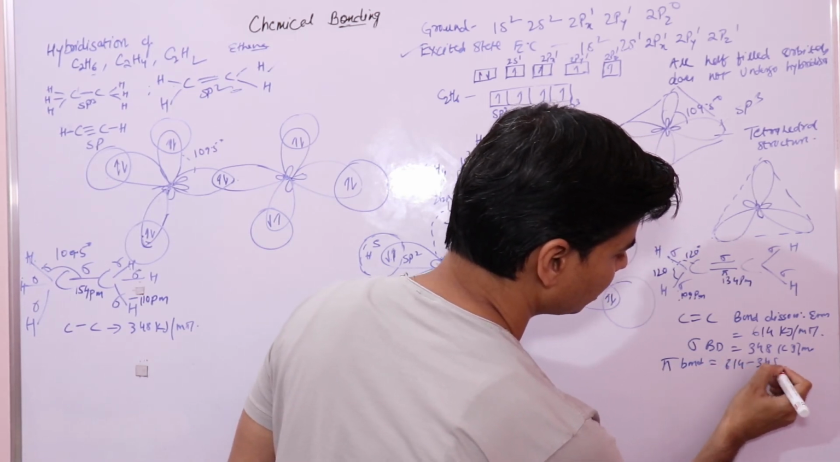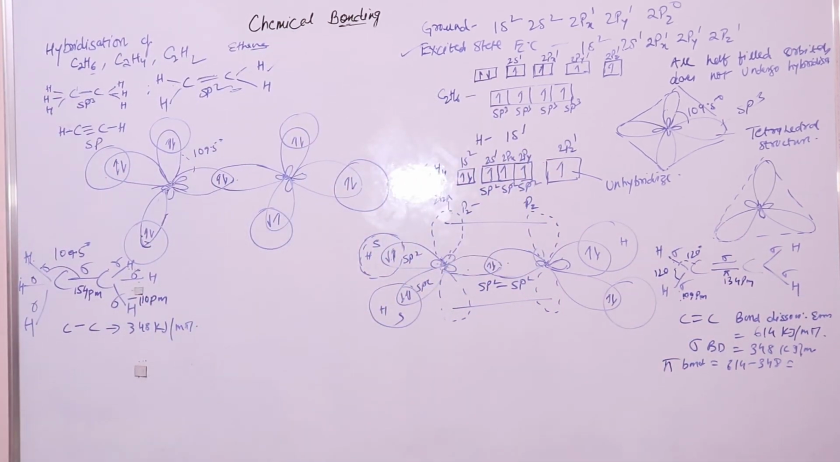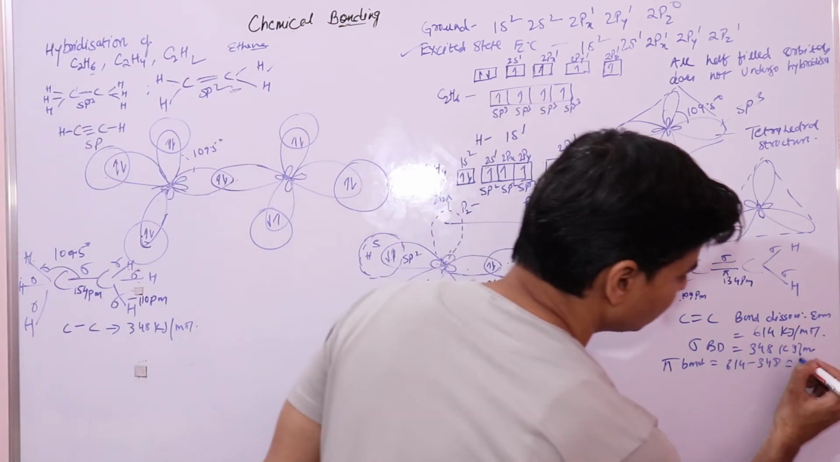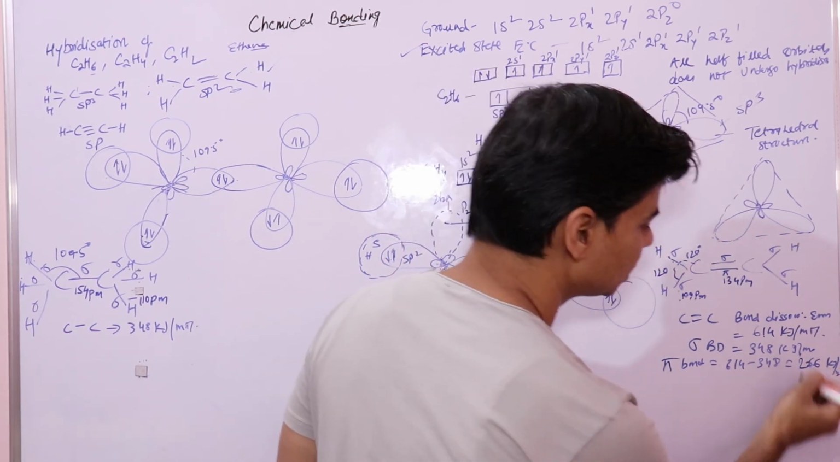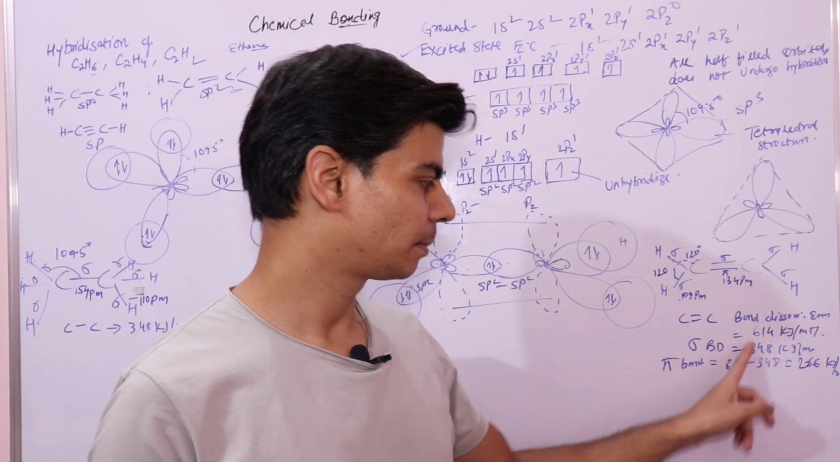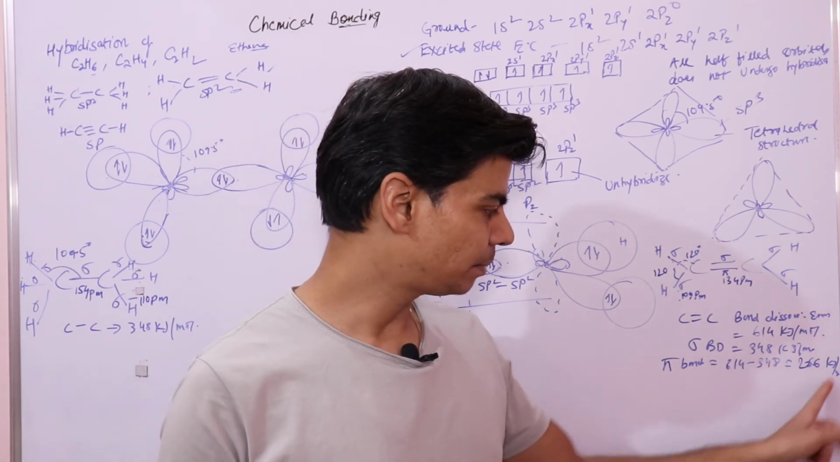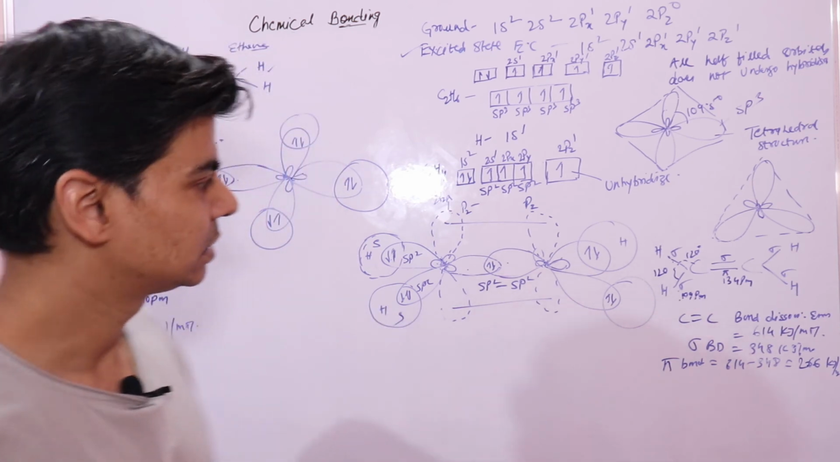614 minus 348, which comes out to be 266 kilojoules per mole. This is less compared to the single bond. That is why we say the pi bond is a weaker bond which gets easily attacked in chemical reactions.